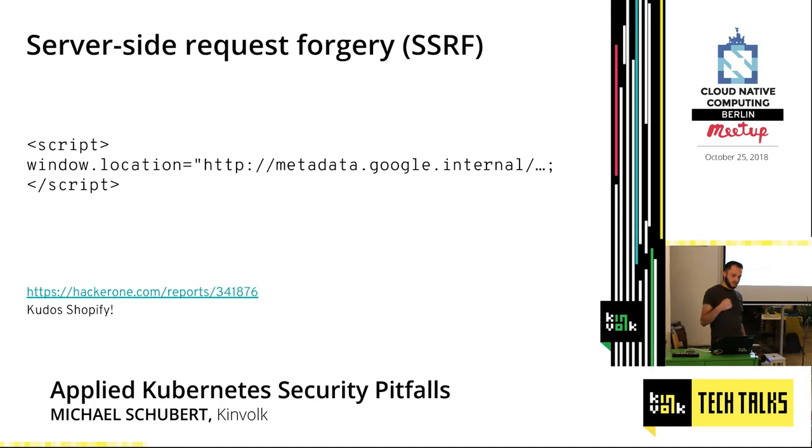For those who don't know what a metadata service is, usually on infrastructure providers, you have an endpoint where you can get metadata when a node starts, for example, and you can use this data to bootstrap your node or something like that. And this actually worked. So this person got back a screenshot, a preview of their shop, and there was secret data in there from this metadata endpoint.